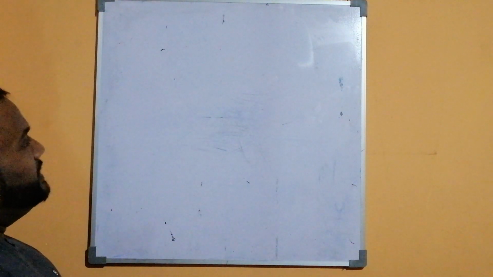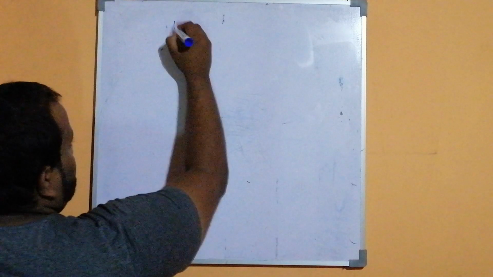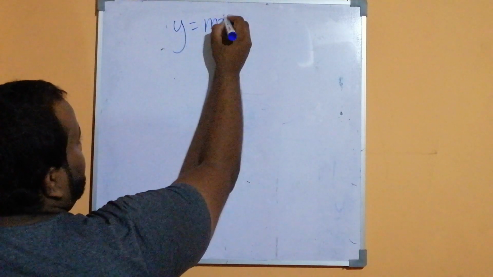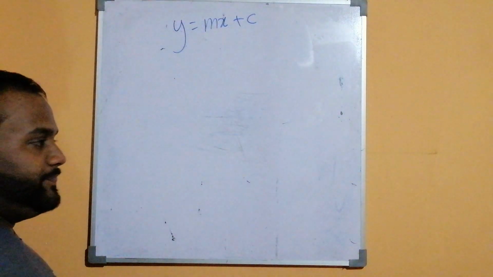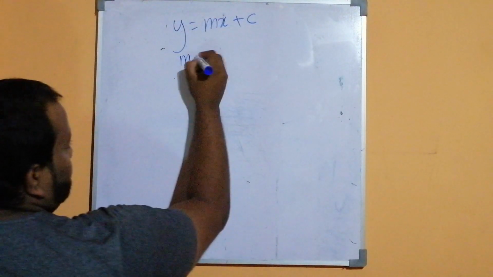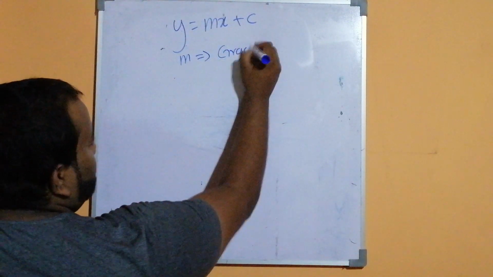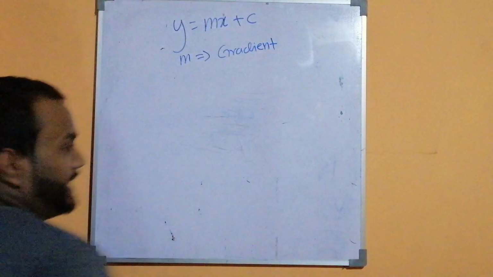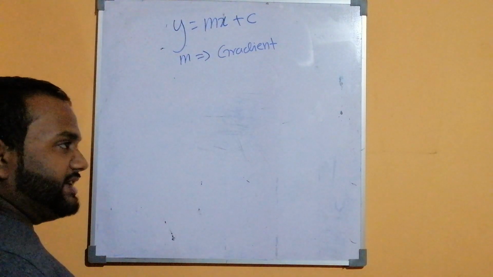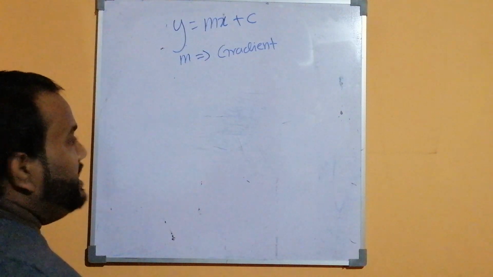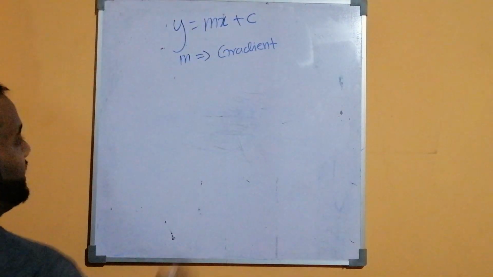Today, we are going to learn, as I said before, straight line graphs. The general equation is y is equal to mx plus c. Here, m is our gradient. Now what is the gradient? Gradient is the slope of the graph. It can be either in the positive direction or in the negative direction. We can talk about it later.